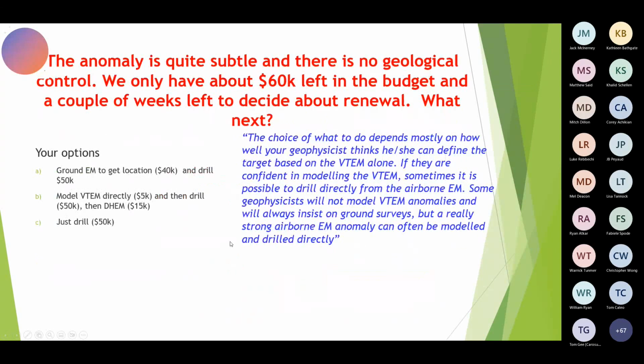So we've burnt through a fair bit of our money now. We have an airborne EM anomaly. We don't really know where the source is. How are we going to drill it? And that's a really hard question. We could do a ground EM survey, but we don't have much money. We could try and model the VTEM directly and then drill it. Still running out of money. We could just drill it. Okay, what do you reckon we should do? We don't have much money left.